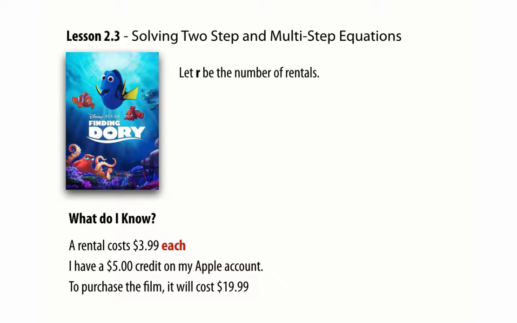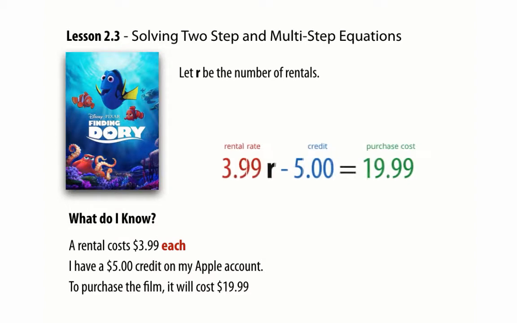So here's what I'm going to do. I'm going to let R be the number of rentals. That's my unknown. And from this, I can get the following equation. $3.99 times R minus 5 equals $19.99. So let me explain this equation.